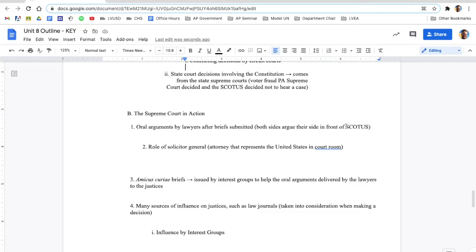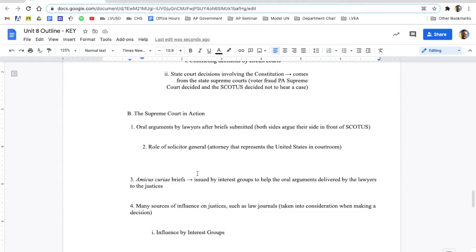No media is allowed, and only lawyers attached to the case are allowed. It's very, very isolated. Now, sometimes the United States is involved, as in U.S. v. Nixon or U.S. v. Lopez. In that case, there's a trial attorney that represents the United States in the courtroom. So anytime it's a United States versus, the Solicitor General in the Justice Department will be the person to represent that.